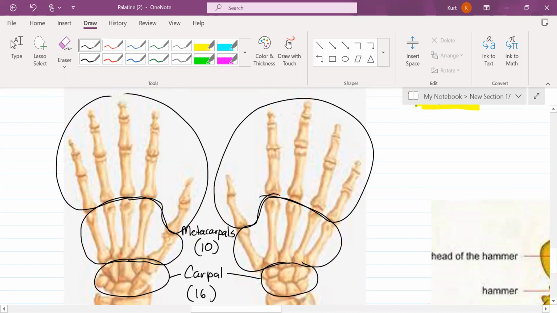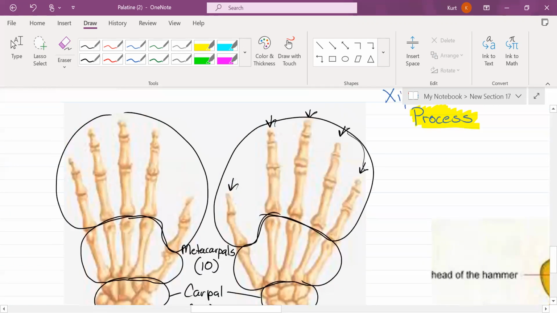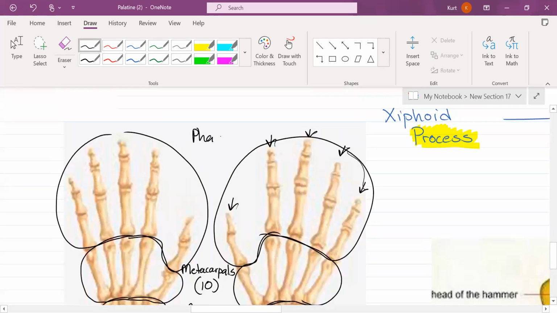Look at me: 1, 2, 3, 1, 2, 3, 1, 2, 3, 1, 2, 3, 1, 2, 14. You have 3 phalanges in your pinky finger, your ring finger, your middle finger, and your index finger, and you have 2 in your thumb. That's a total of 14 per hand, 28 total for your hands.